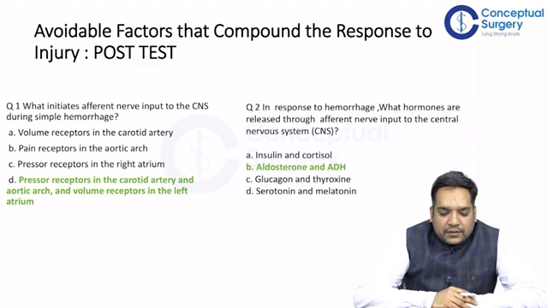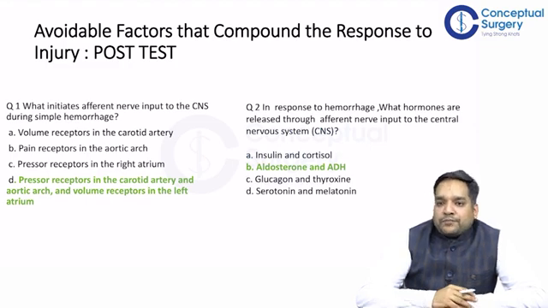So now the post-test answer of question number 1 is: pressure receptors in the carotid artery and the aortic arch, and volume receptors in the left atrium, initiate the afferent nerve input to the CNS during simple hemorrhage. The answer to question number 2 is aldosterone and ADH are released in response to hemorrhage.